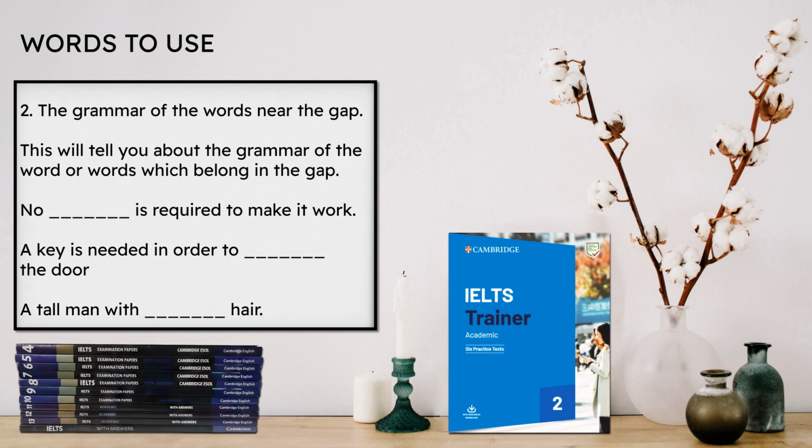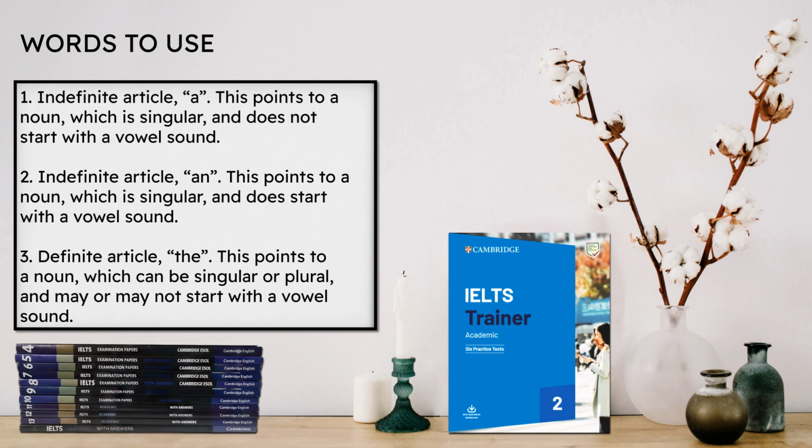Now let's look at another example. A tall man with blank hair. Grammatically, this gap needs at least 1 adjective. We know this because the next word after the gap is a noun, and we usually have adjectives in front of nouns. Sometimes we have nouns in front of other nouns as an adjectival noun phrase, but in this case, we know that hair is usually described with adjectives such as colour, length, and texture.